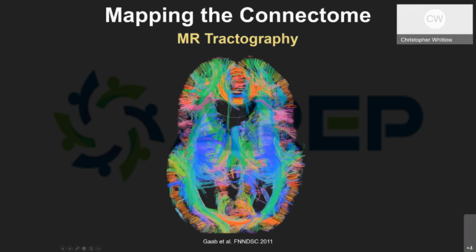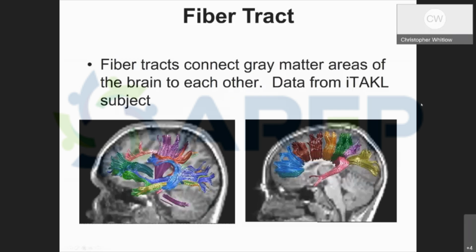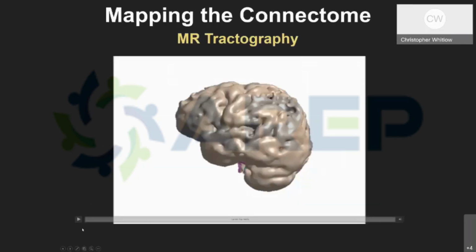So let's move on to other common advanced imaging methods to study the brain in the setting of TBI, and that's advanced diffusion imaging techniques such as DTI and tractography.